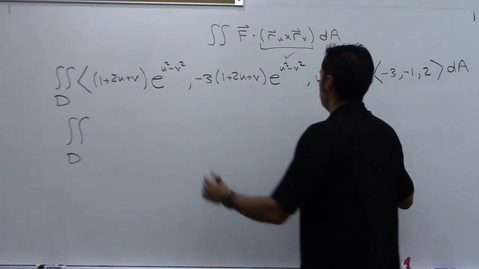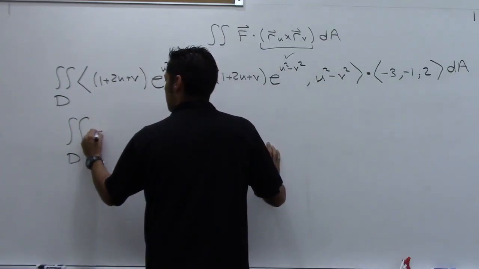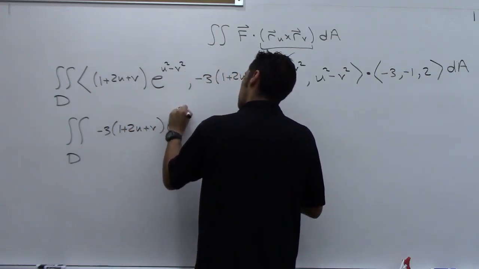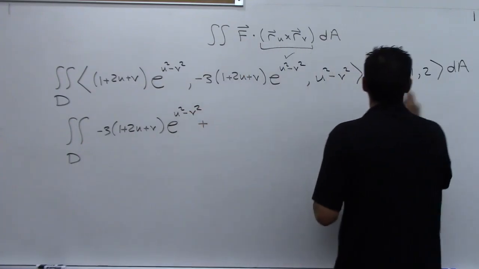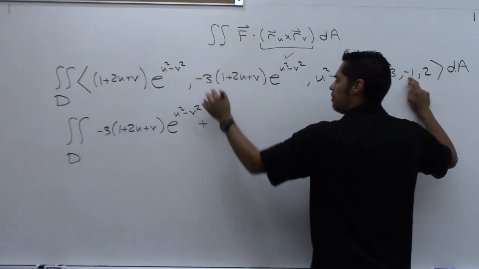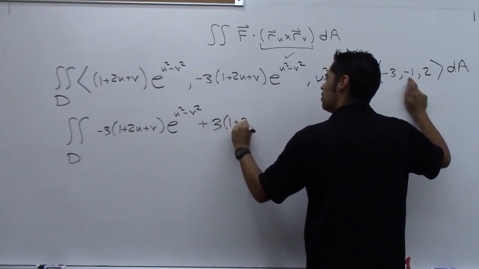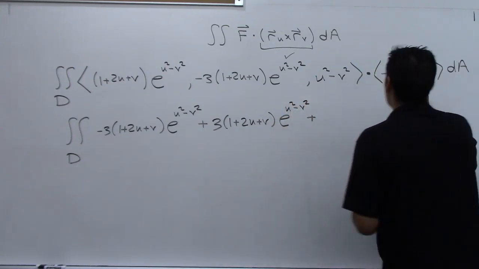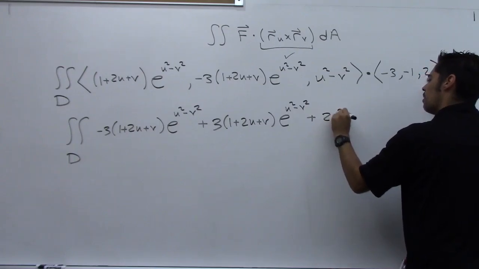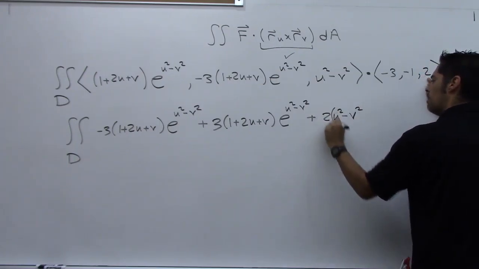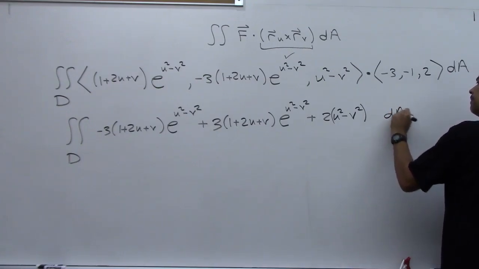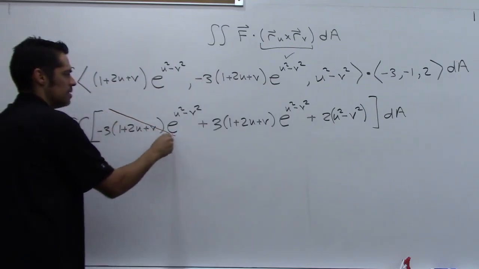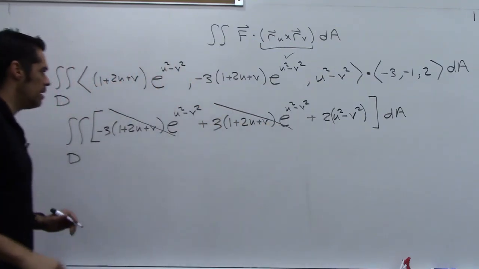When I do negative 3 times this, I get negative 3, 1 plus 2u plus v, e to the u squared minus v squared, plus, because it's a dot product, negative 1 times this makes that a positive 3, and then 1 plus 2u plus v, e to the u squared minus v squared, and then plus 2 times this, which is 2u squared minus v squared, all right, dA. So all of that. And notice that these two are opposite in sign, but they're exactly the same, so those go away. Gosh, we got real lucky there.